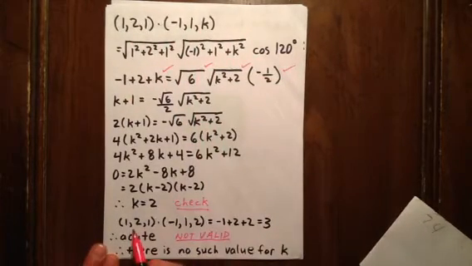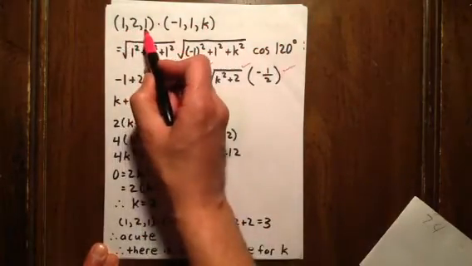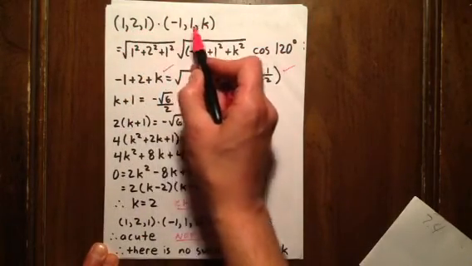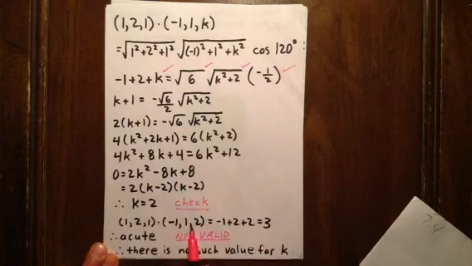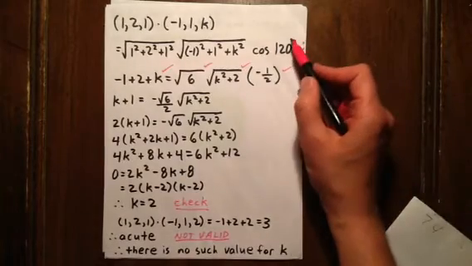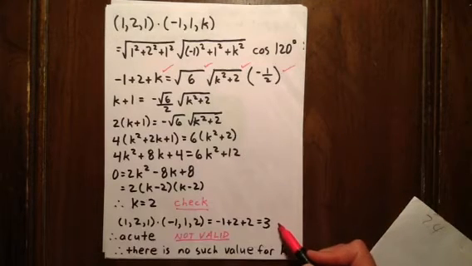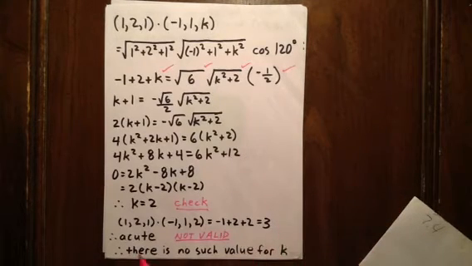Well, what we can do is take the dot product. If I let k be 2, (1, 2, 1) dotted with (-1, 1, 2) is going to equal 3. Well, if you have a positive dot product, that means that the angle between the vectors is acute. But we're saying that the angle between the vectors is 120. That means that there is no such angle that exists.